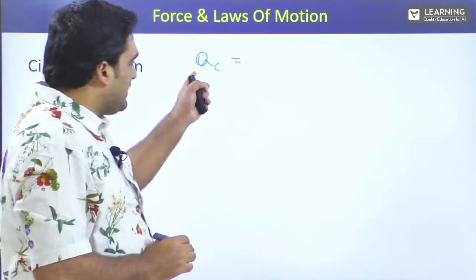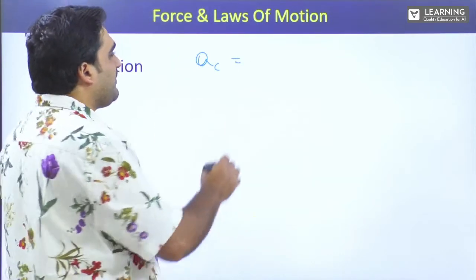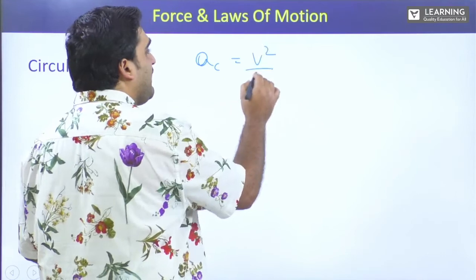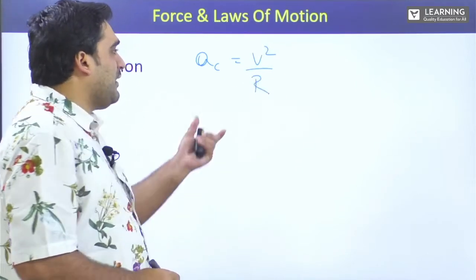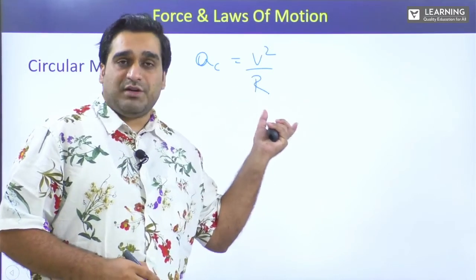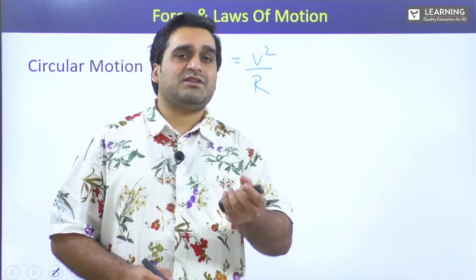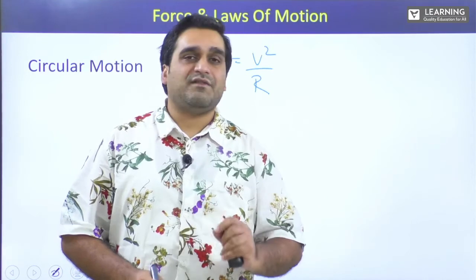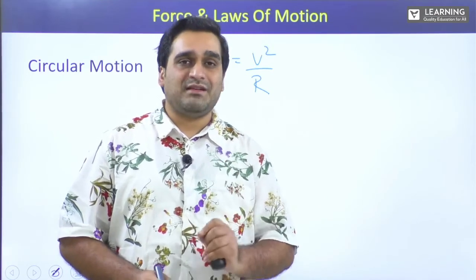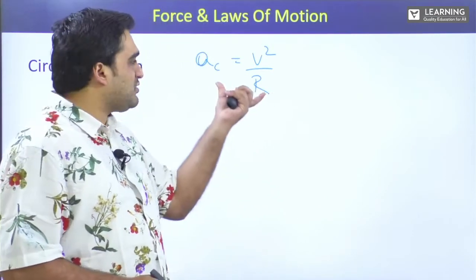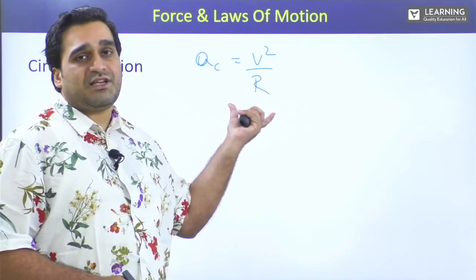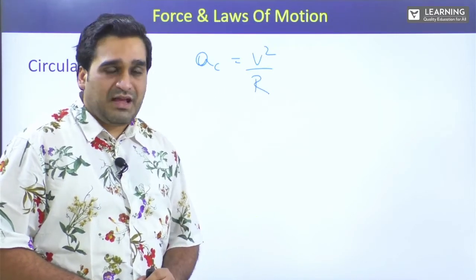So a_c is the centripetal acceleration, which is given by v squared by r. The derivation of this expression is present in the previous lecture, so you can visit us at www.v-learning, and under the playlist you will see a lecture based on the derivation of this expression of centripetal acceleration.